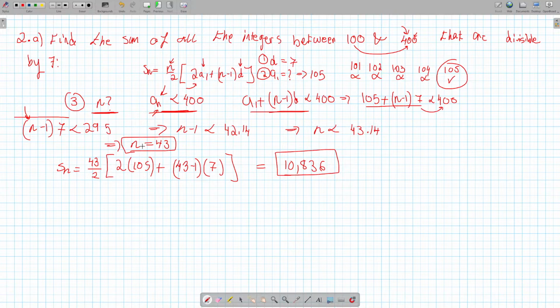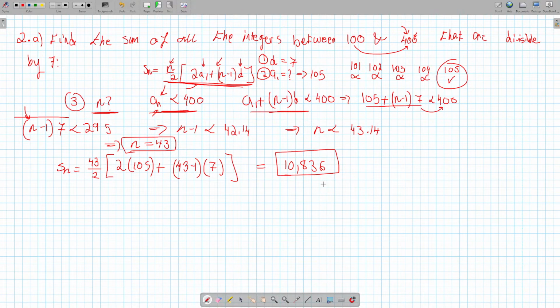So now you have your n value, your d value, and your a1 value. They're asking for the sum using the formula that we said in the first part here. If you substitute all three values we got, you're going to get 10,836. Okay.